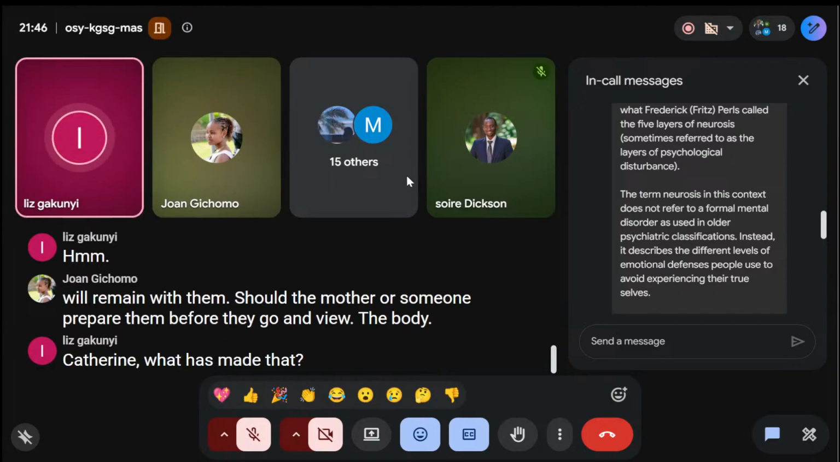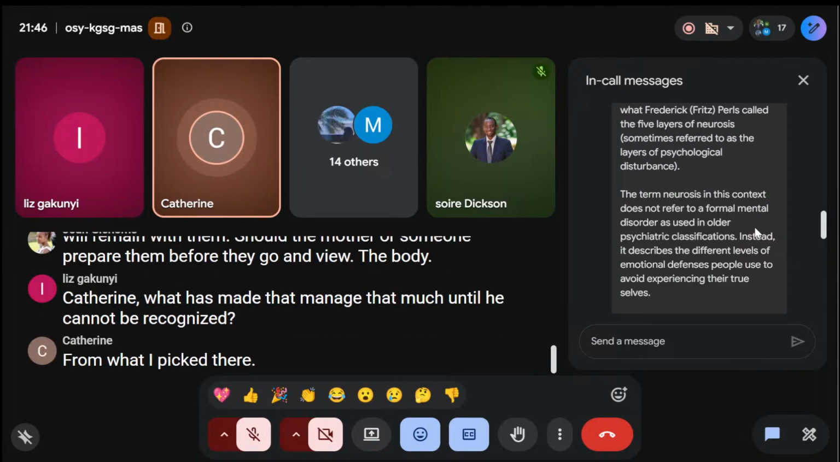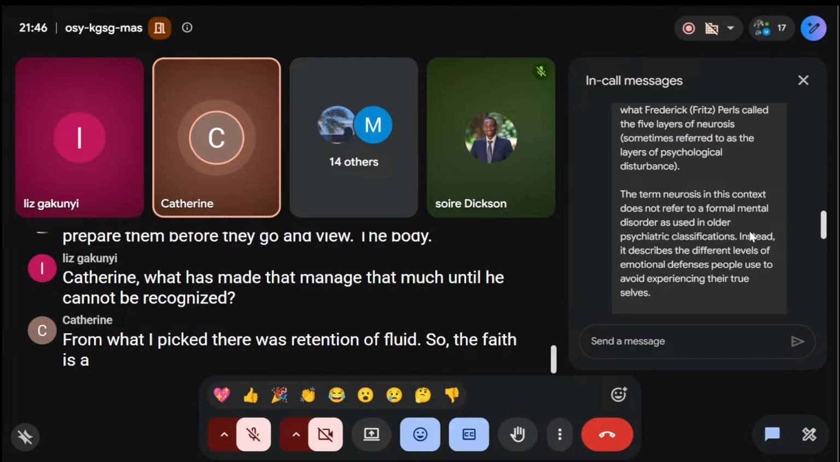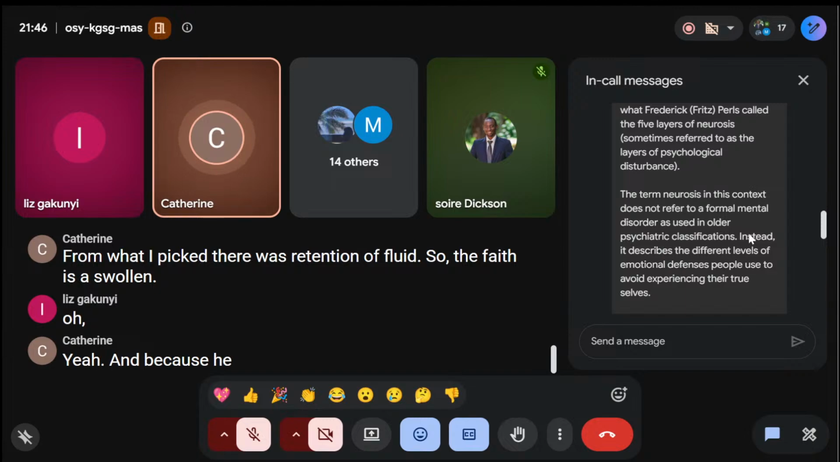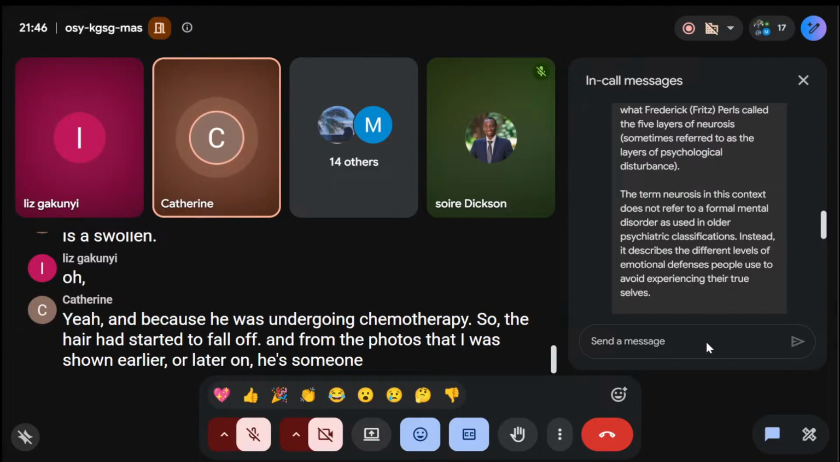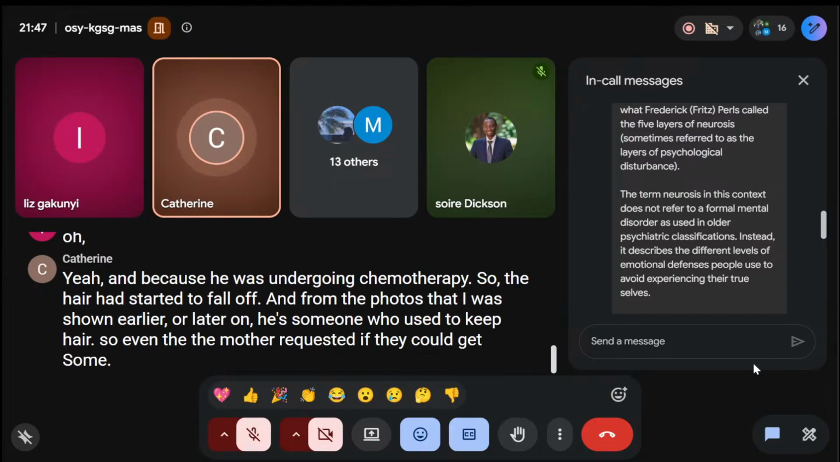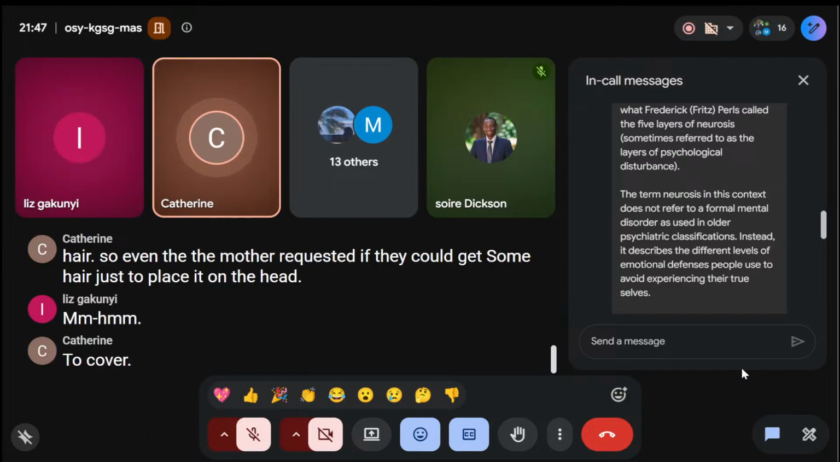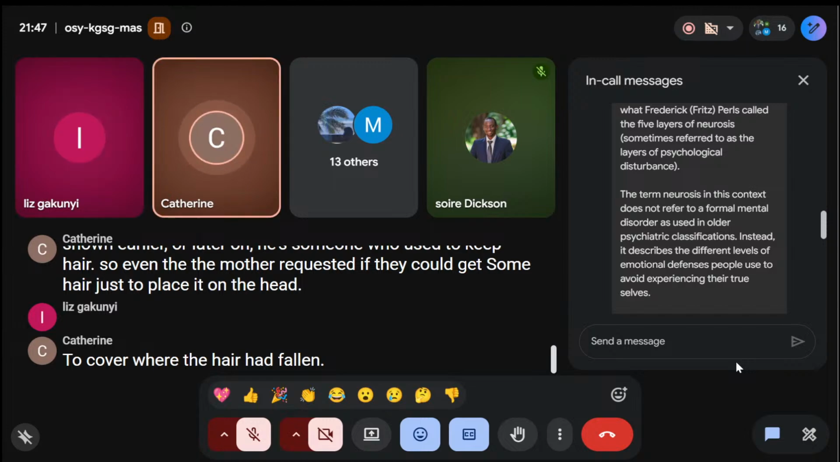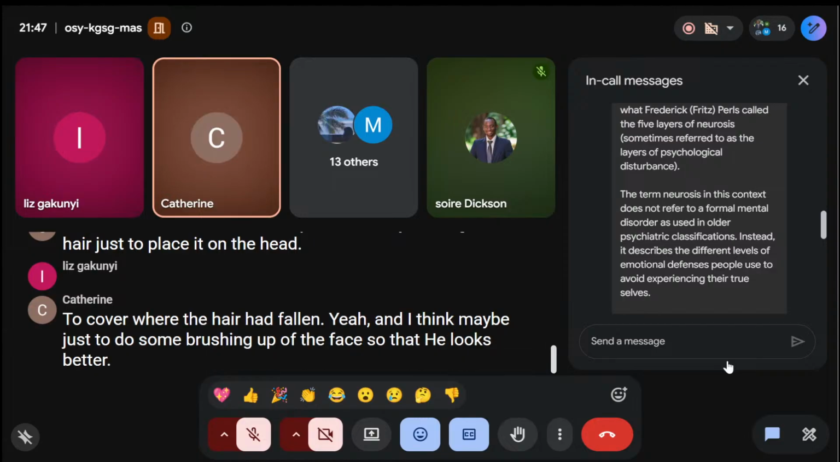Catherine, what has made that man change that much until he cannot be recognized? From what I picked, there was retention of fluid, so the face is a bit swollen. And because he was undergoing chemotherapy, the hair had started to fall off. From the photos I was shown later on, he is someone who used to keep hair. So even the mother requested if they could get some hair just to place on the head to cover where the hair had fallen. And maybe also do some brushing up of the face so that he looks better in terms of appearance.